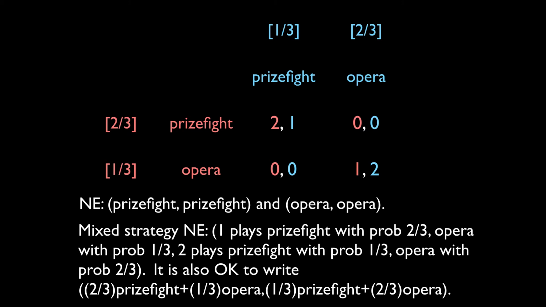Did I get everything right? I don't want to make a mistake, right? 1 plus prize fight, 2/3, upper 1/3, that's this. 2 plus 1. Yeah, I think we're okay.